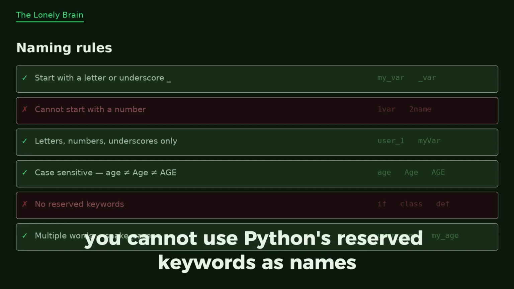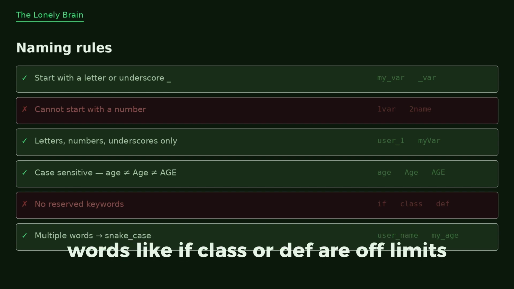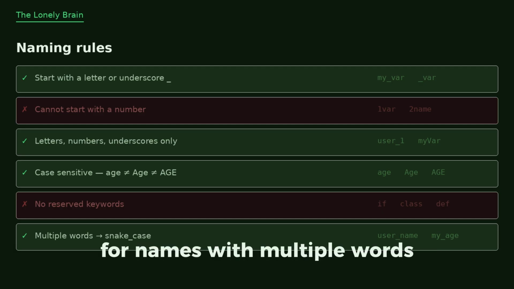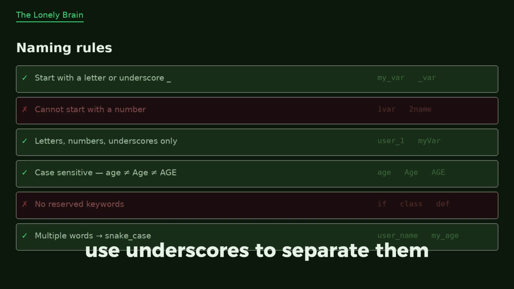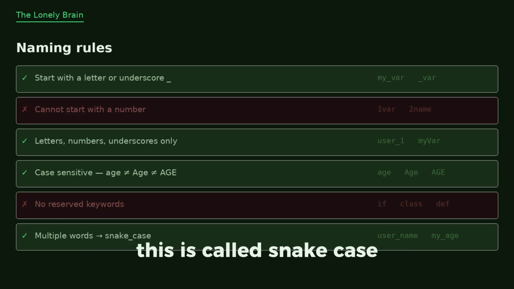And fourth, you cannot use Python's reserved keywords as names. Words like if, class, or def are off limits. For names with multiple words, use underscores to separate them. This is called snake case.